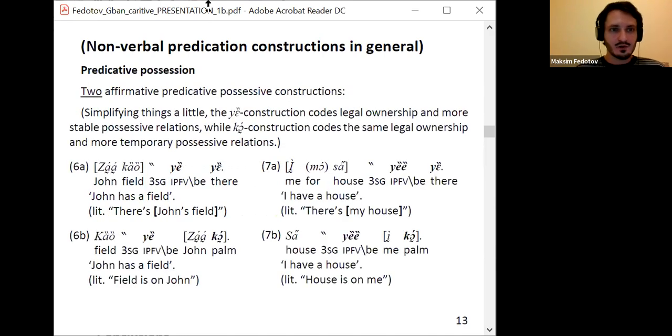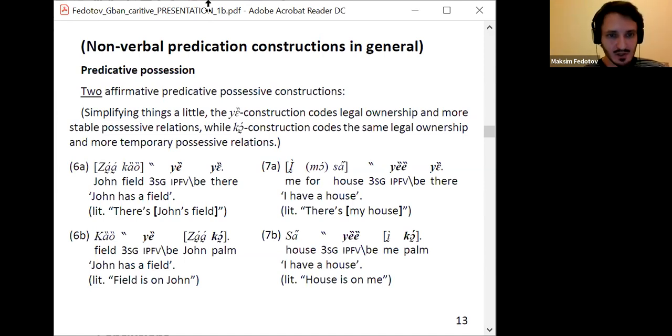And now turning to predicative possession, there are two affirmative predicative possessive constructions in Gban, which you can see in the examples. The first one looks like an existential construction, but with a possessive noun phrase in the beginning. So literally, to say John has a field, you say there's John's field. Or to say I have a house, you say there's my house, as in 7a.